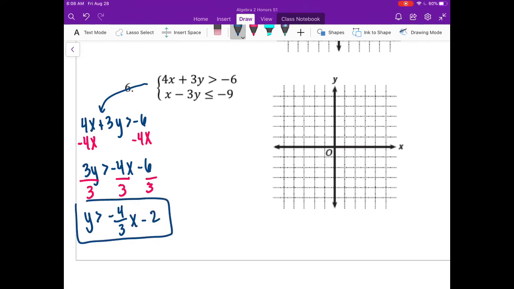Let's go ahead and graph that. So start at -2, and we're going to go up 4, to the left 3. You can also go down 4, and to the right 3. And that is going to be a dashed line. Since it's greater than, I'm going to shade above my line, which is right here.